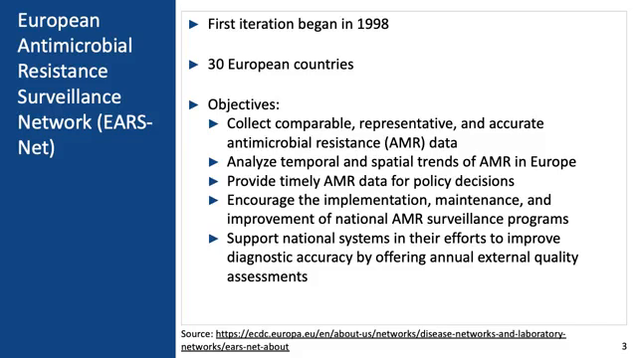They want to encourage the implementation, maintenance, and improvement of national AMR surveillance programs. So you have a regional network that has as one of its objectives to specifically improve the surveillance at the national level and support those programs. And they also want to support national systems and their efforts to improve diagnostic accuracy by offering annual external quality assessments. So again, in support of national programs, they band together all of these countries to help improve the quality of the overall surveillance.